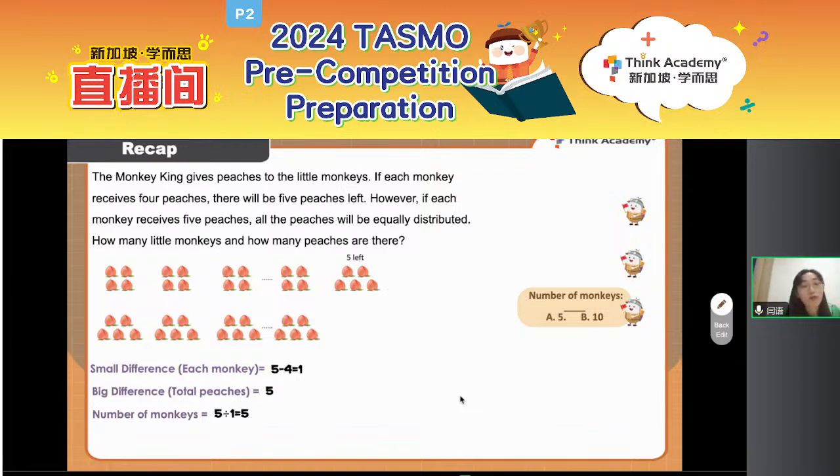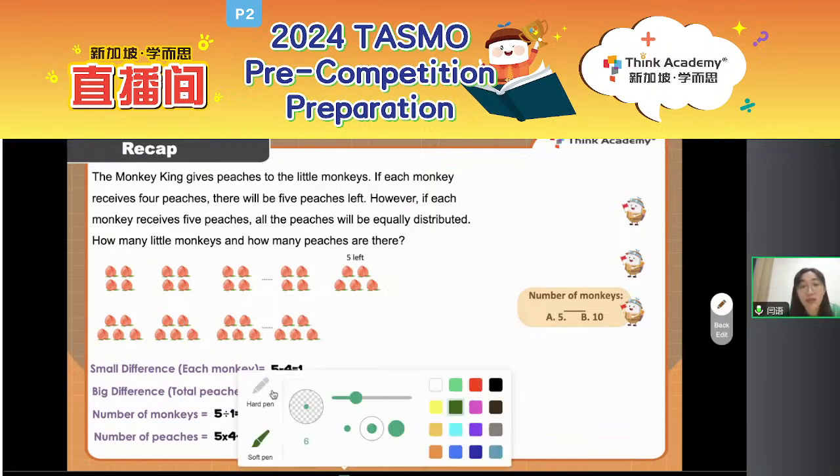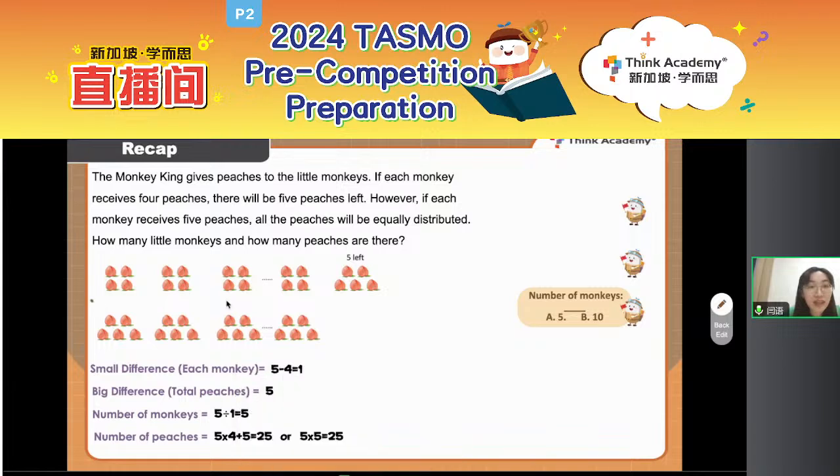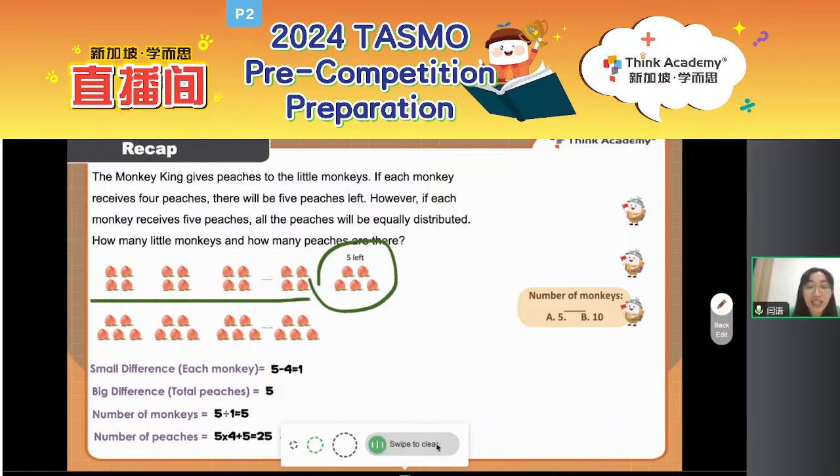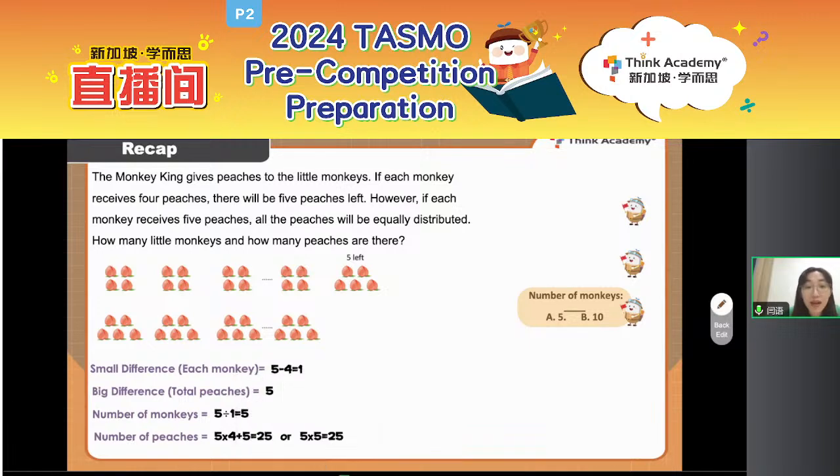Okay, so following this, if you know that there are 5 monkeys, how can we figure out the number of peaches? Here we actually have 2 methods. The first one is 5 times 4, and then we plus 5 because 5 is the leftover, right? And also for the second case, because there is no leftover and every monkey will receive 5 peaches, here 5 times 5 equals 25.